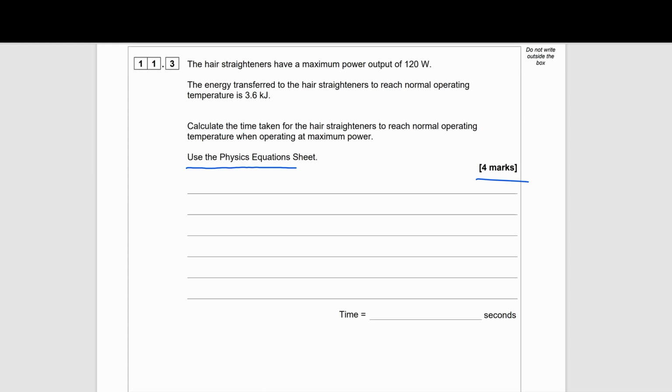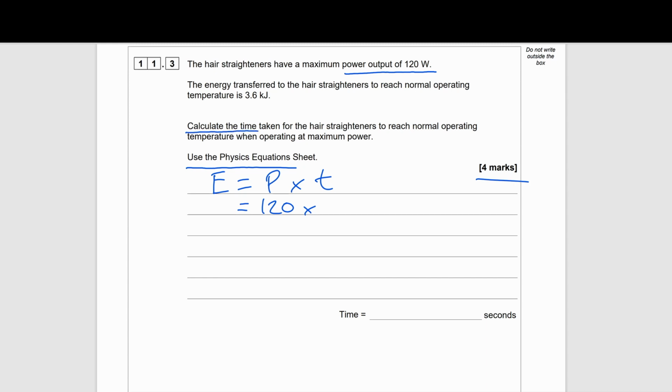So, looking at our equation sheet, what equation is linking energy, power, and time? We've used it already in this paper. So, energy equals power multiplied by time. What information is given to us? Well, we're given a power output of 120 watts, so you can plug that in straight away.